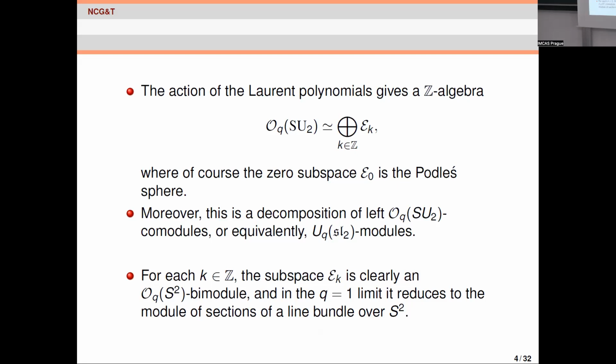And for each k, the subspace is clearly an O_q(SU_2) bimodule because it's a Z-grading. So multiplying E_0 by E_k by E_0 is going to give you something inside E_{0+k+0}, i.e. E_k. So it's a bimodule. And in the q equals 1 case, this bimodule is invertible and hence projective, a finitely generated projective module over this. So it actually reduces down to the sections of line bundles over the sphere by Swan-Serre.